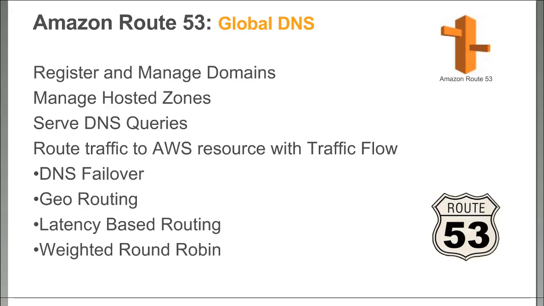So finally, Route 53, our global DNS service. If you don't already use Route 53, you can use it to register and manage domains, manage your hosted zones. We serve DNS queries, and you can use it as a routing service as well to route traffic to AWS resources using built-in traffic flow parameters like DNS failover, geo-routing, latency, and weighted-round routing.